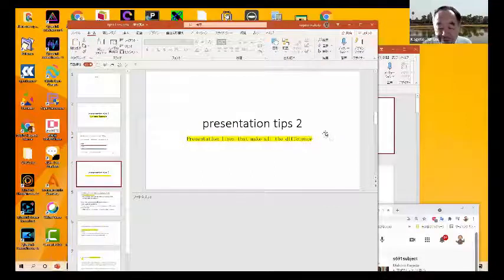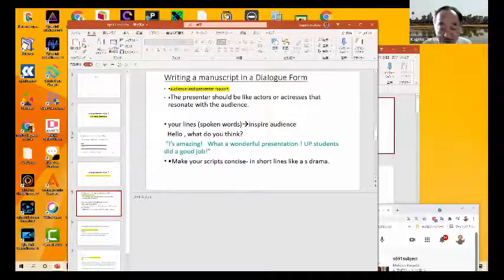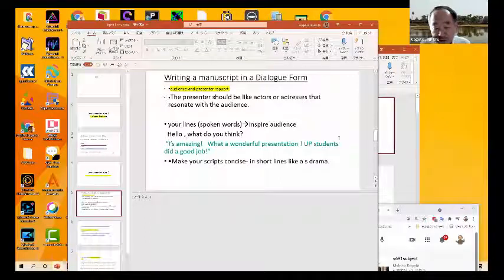And presentation tips too. So presentation lines make all the difference. This means when you deliver the presentation, write a manuscript in a dialogue form. The presentation means a kind of dialogue. So don't use any essay writing style.